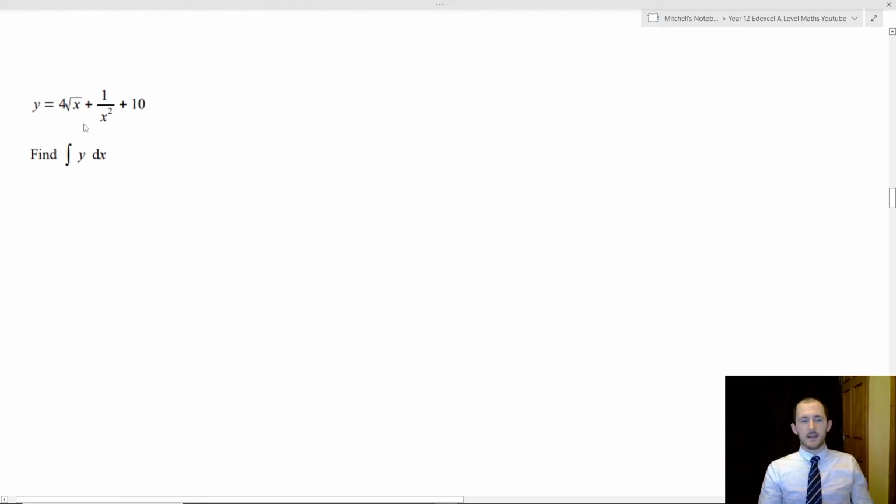So sometimes, just like with differentiation, we can't really differentiate or integrate when there are square roots or indices on the bottom of a fraction. So the first step is always going to be changing this into proper indices.